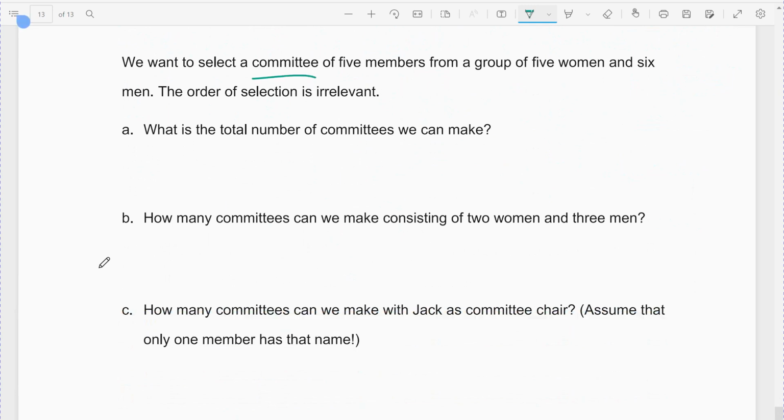Alright, committee. As soon as we see the word committee, combinations. Committee, combination. The order of selection is irrelevant when we're dealing with a committee, so it's a combination.